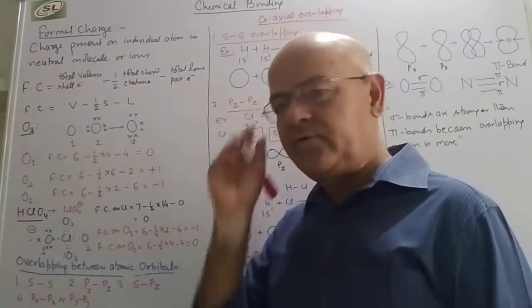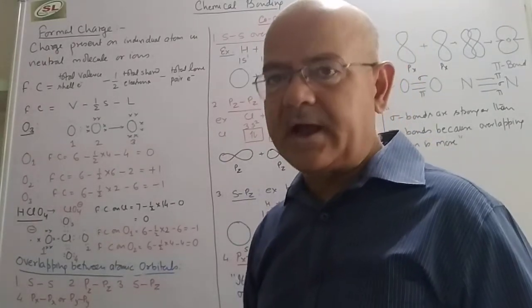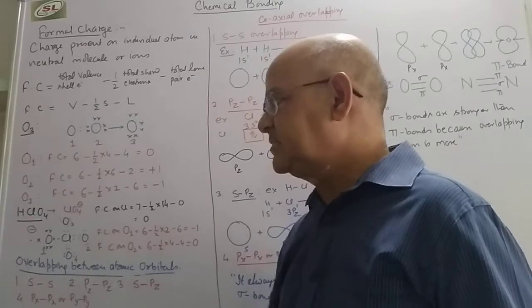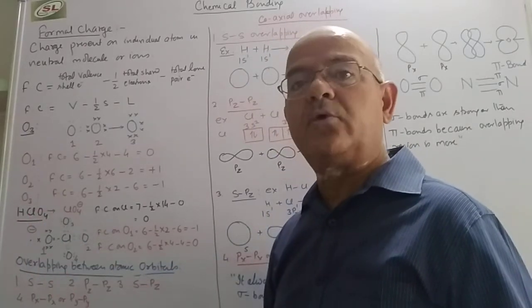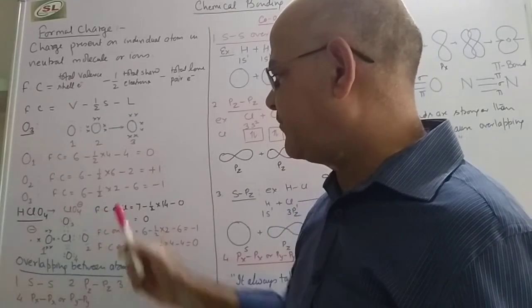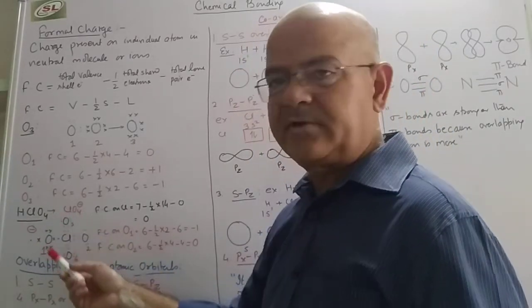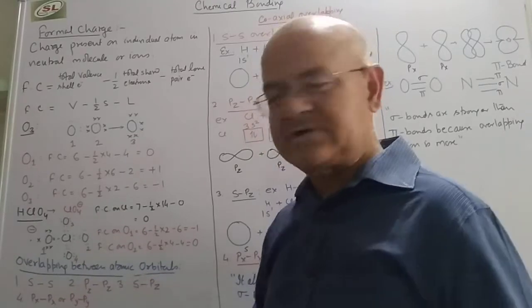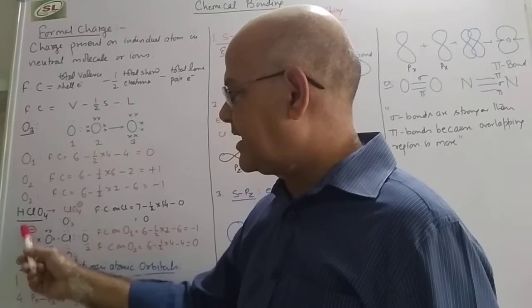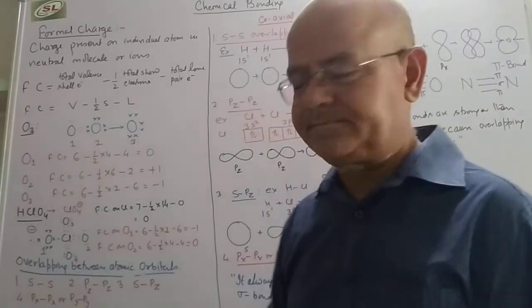Now we want to calculate the formal charge in the perchlorate ion. ClO4 minus is the perchlorate ion, which is formed when HClO4, perchloric acid, donates an H plus ion. We will calculate the formal charge on chlorine after writing the Lewis dot structure of the perchlorate ion. Here this dot electron is donated by hydrogen. H plus is removed and hydrogen gives the electron to this oxygen.